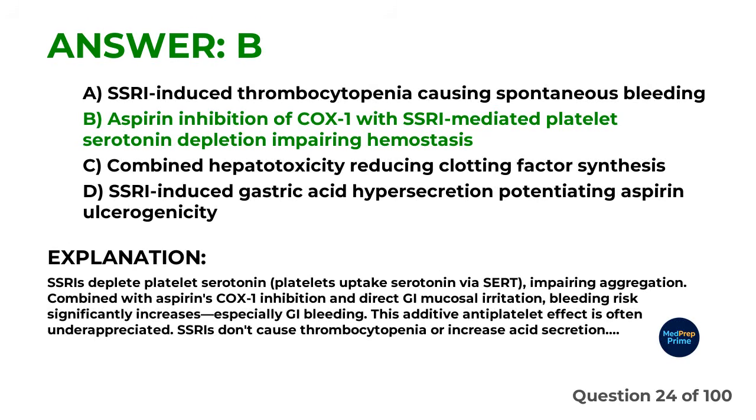Correct answer, B. SSRIs deplete platelet serotonin. Platelets take up serotonin via SERT, and blocking it impairs aggregation. Combined with aspirin's COX-1 inhibition and direct GI mucosal irritation, bleeding risk significantly increases, especially GI bleeding. This additive antiplatelet effect is often underappreciated. SSRIs don't cause thrombocytopenia or increase acid secretion. Hepatotoxicity isn't the mechanism. Consider PPI prophylaxis in patients on this combination.